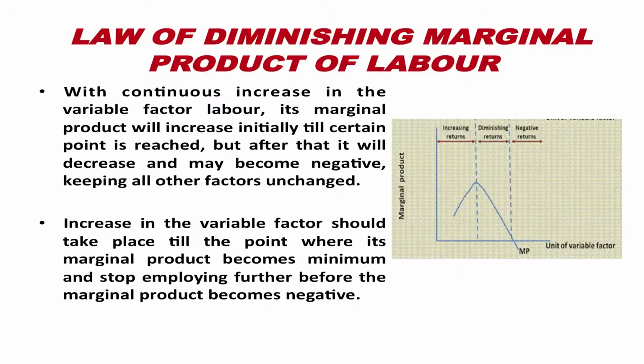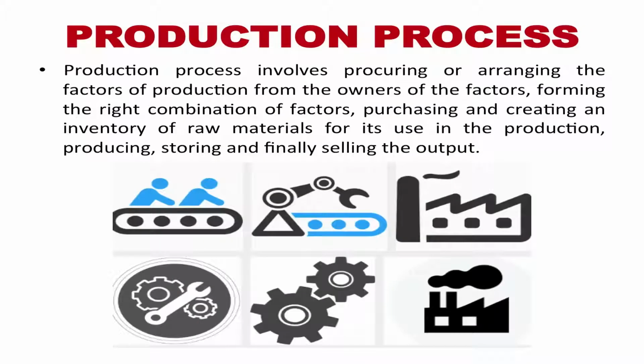Hence, we learn that increase in the variable factor should take place till the point where its marginal product becomes minimum, and stop employing further before the marginal product becomes negative. Production process involves procuring or arranging the factors of production from the owners of the factors, forming the right combination of factors, purchasing and creating an inventory of raw materials for its use in the production, producing, storing and finally selling the output.